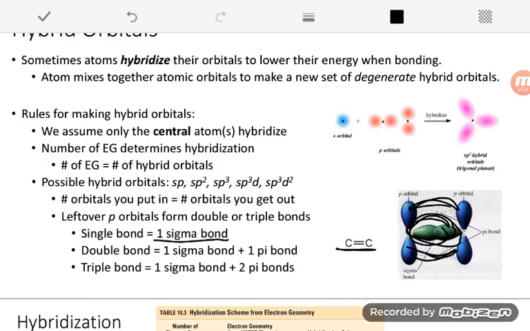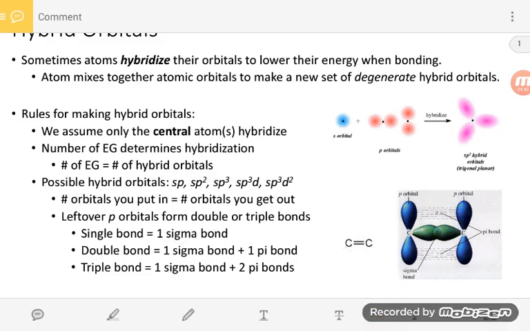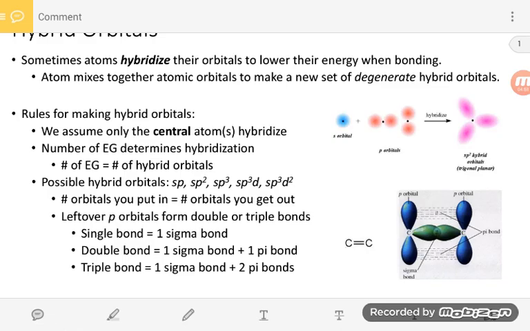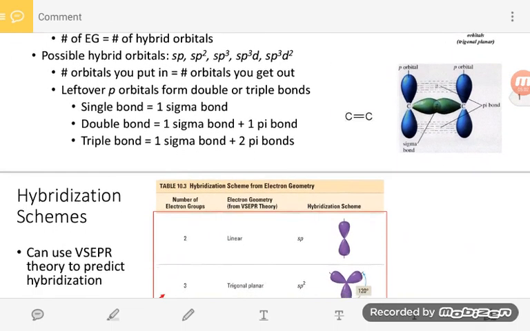So what we can do every time we see a single, double, or triple bond, we can actually count how many sigma and how many pi bonds we have. Every bond has one sigma bond, and then any extra bonds are going to be pi bonds here. So really, the questions you get asked about hybrid orbitals are A, what's the hybridization of this atom? And B, how many sigma and pi bonds do I have?